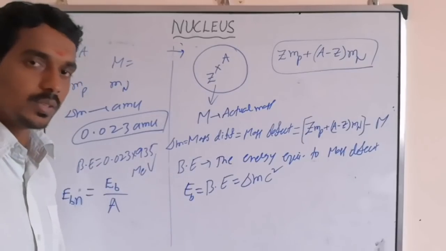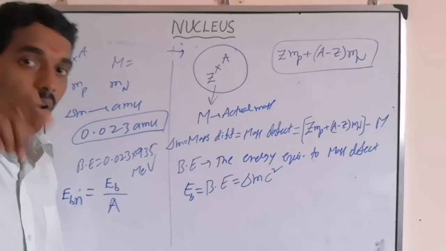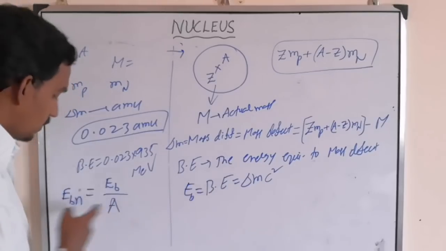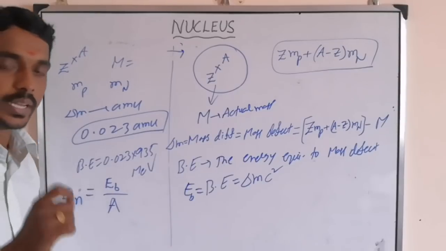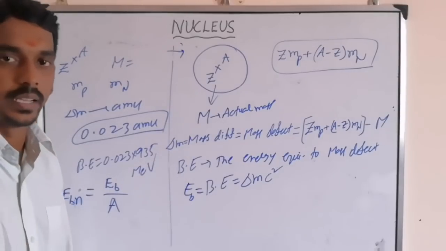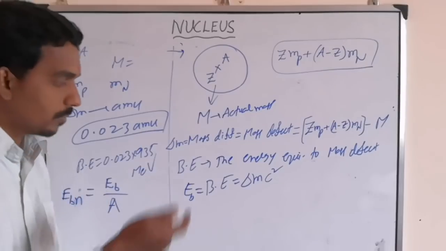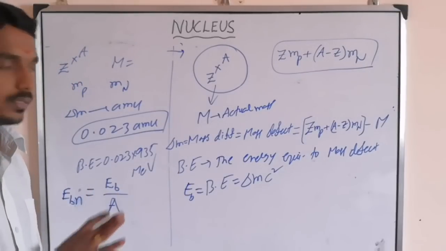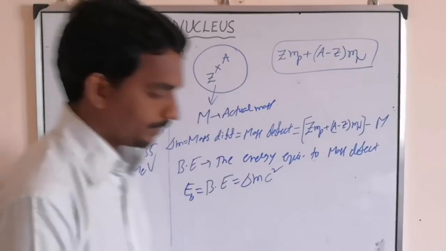So they can ask you in the question either binding energy or binding energy per nucleon. But you should not stop here when they ask this. Don't get confused. Don't be in a hurry. Take care whether they are asking binding energy or binding energy per nucleon.